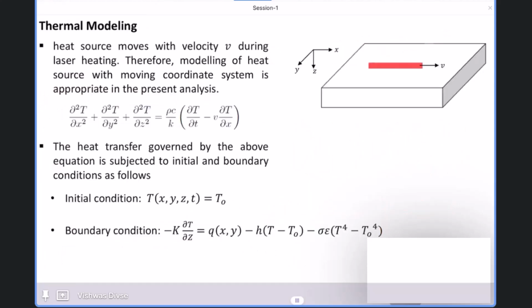So now we'll move towards thermal modeling. As I stated earlier, this is just a surface heat flux. If you see here, just surface heat flux as I see here. But due to heat transfer phenomenon, heat may transfer in the width direction or in the depth direction.